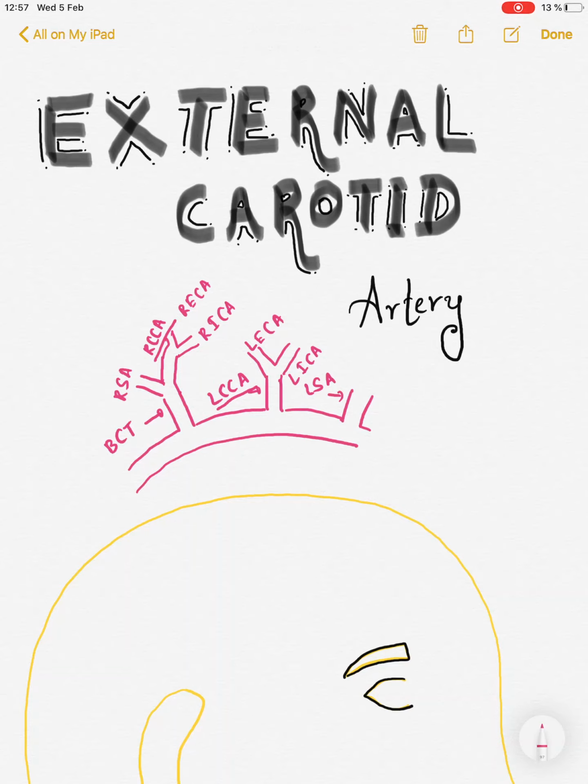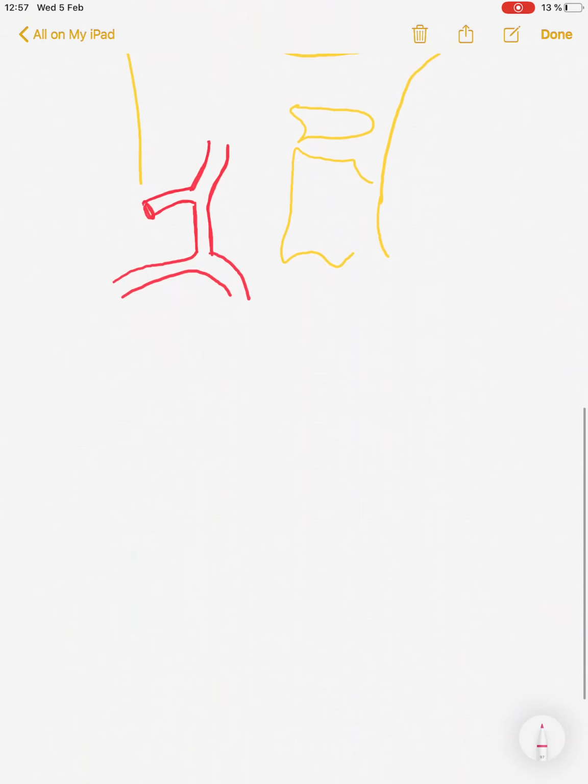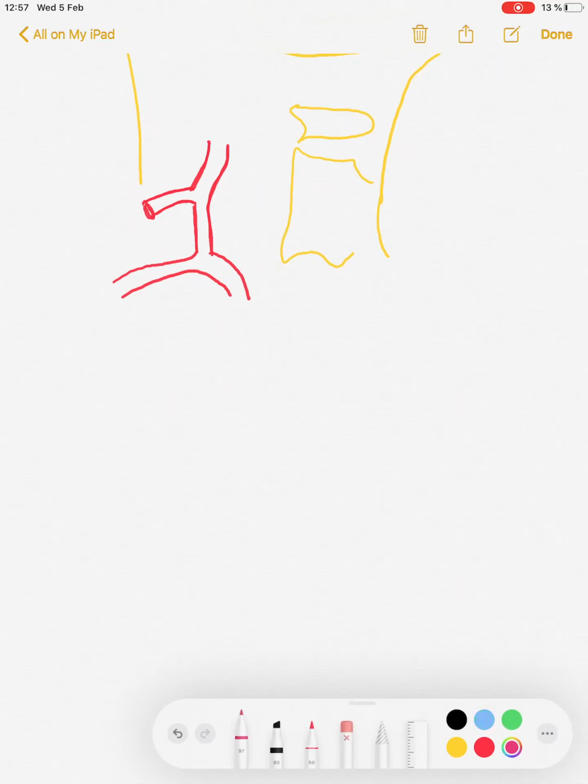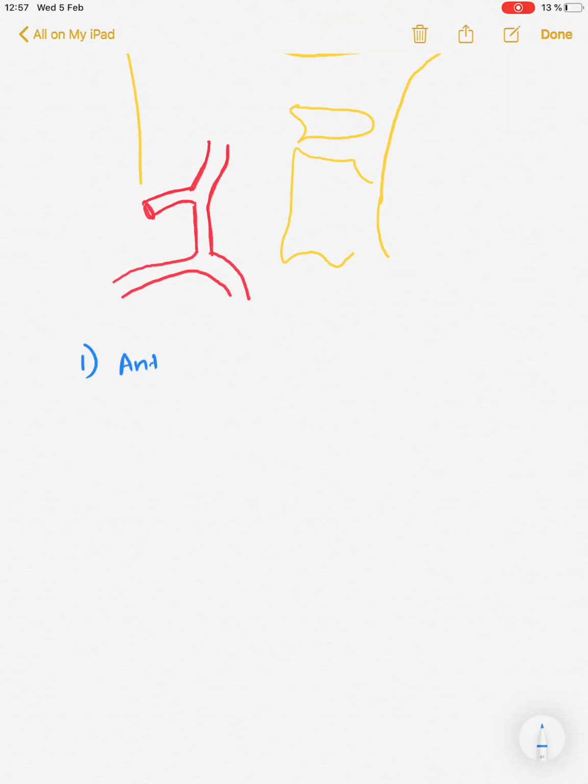Before talking about the branches of the external carotid artery, we have to divide all the branches into 4 specific groups based on location. Let me write the groups first. The first will be the anterior group of branches, then the central group of branches, then the posterior group of branches, and finally the terminal group of branches.